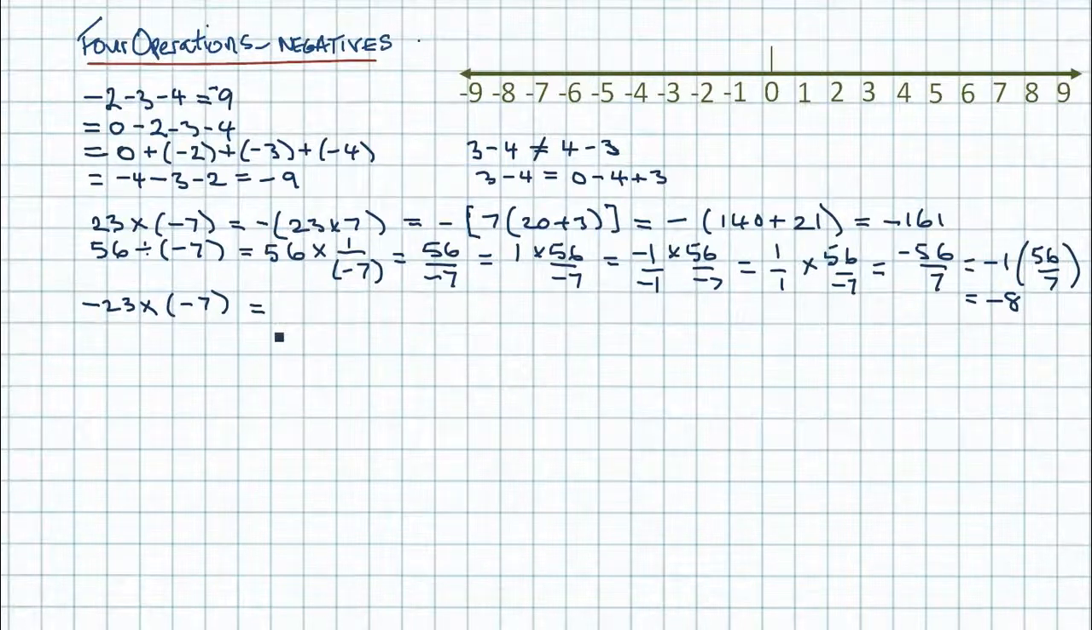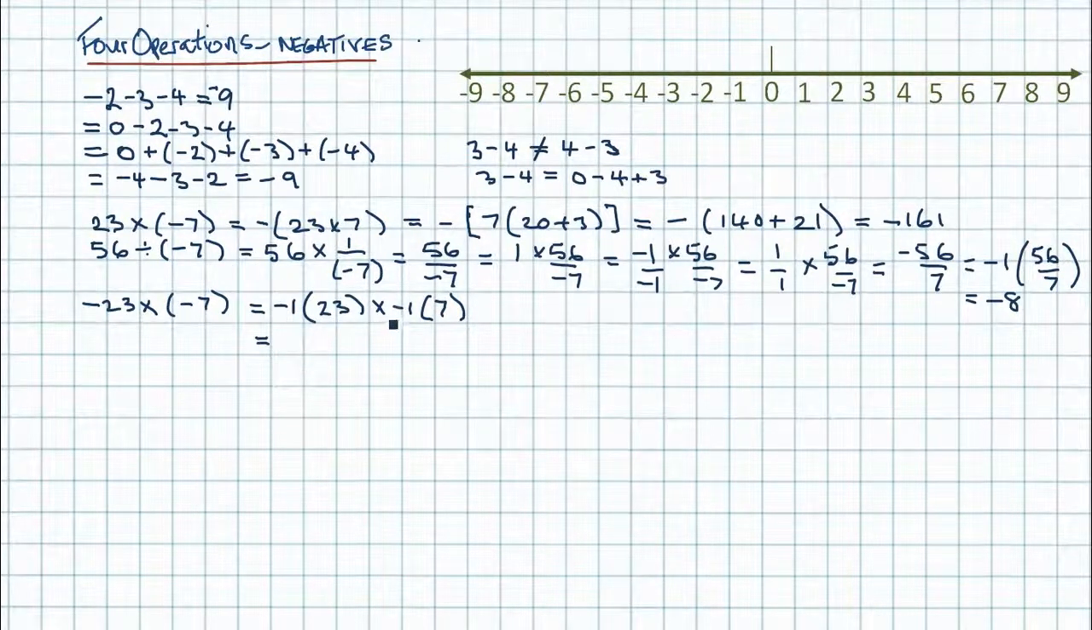Well, again, we can just rearrange this. Let's think of it as negative 1 times 23 times negative 1 times 7. Okay? So all we've done there is multiply by 1 but made it a negative 1, and that's allowed us to drop the minus sign in front of here. So we've still got negative 23, but we've split it apart so that we can rearrange things, and you'll see what I mean.